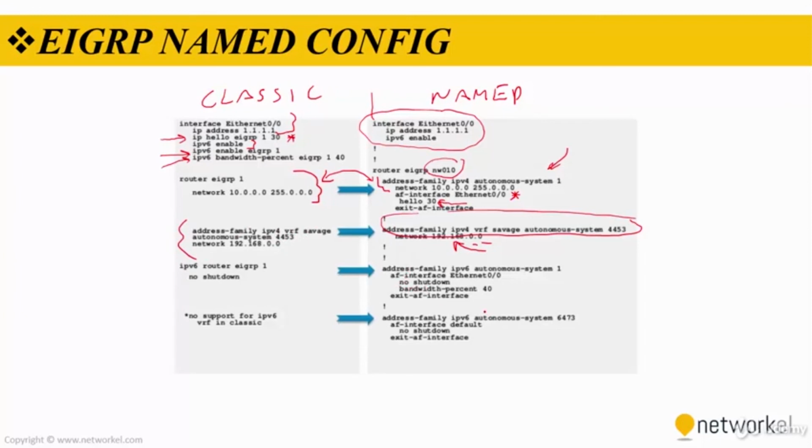Then we are getting into the IP version 6 configuration. As you can see, we type address-family ipv6 autonomous-system 1, then we are getting under the interface mode, af-interface Ethernet 0/0, and here is the equivalent of this line. ipv6 bandwidth-percent eigrp 1 40 is the equivalent of bandwidth-percent 40, and that's it.